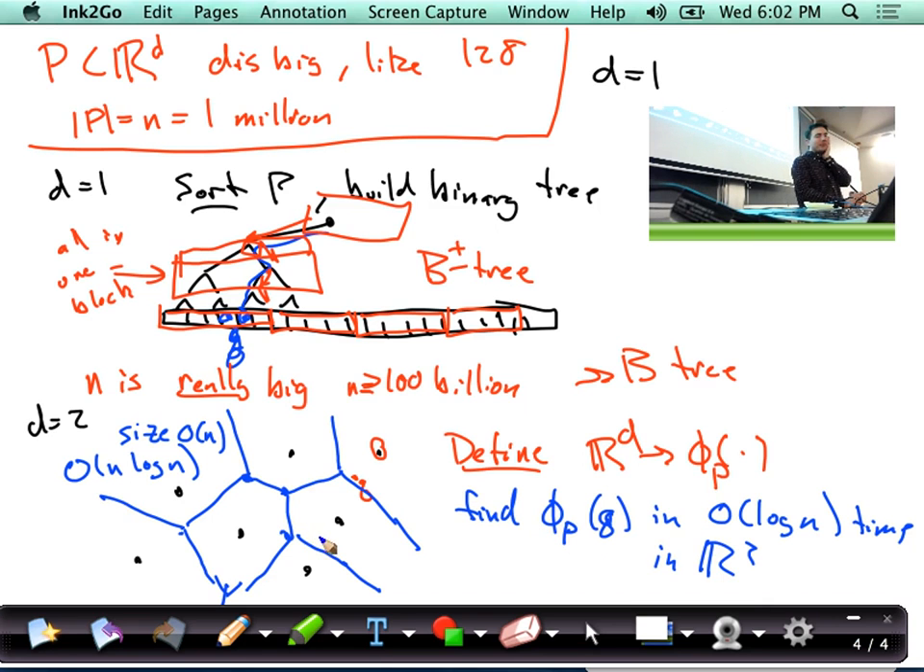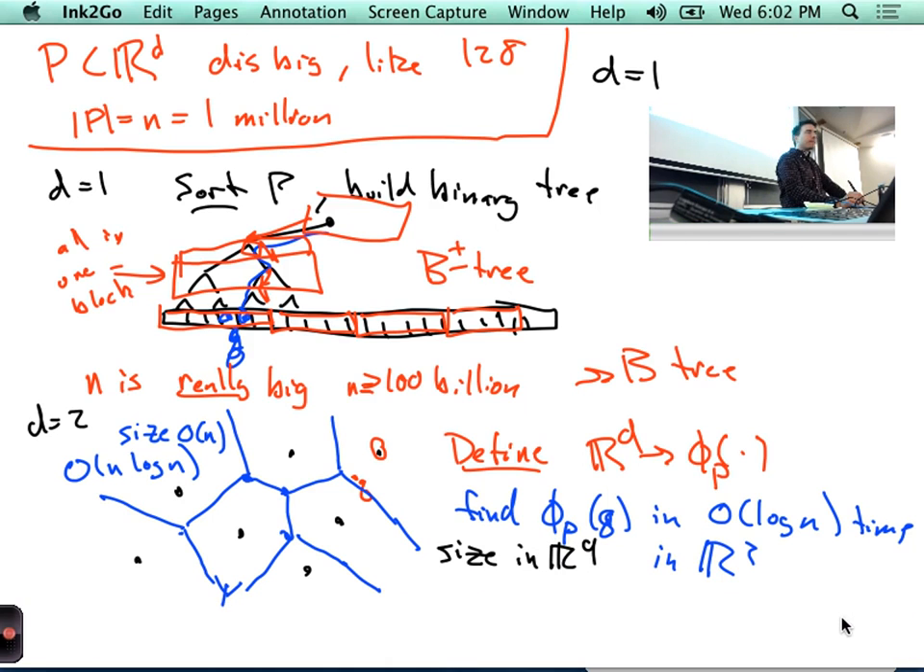Okay, so let's say I want to do this in higher dimensions, right? What is the size of this in R^d? How big is this? How big can this get?